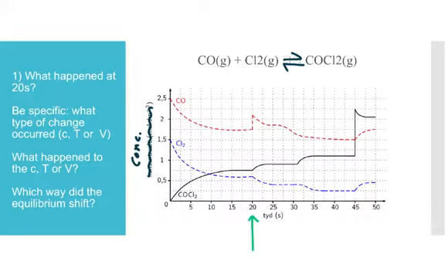So as you can see at the 20-second mark, the blue line gradually went down, the black line gradually went up, the red line spiked, and then gradually went down. So we had a spike, a single spike. So what we want to figure out is what happened. So is it a C, T, or V, a concentration, temperature, or volume change? And then we want to figure out what happened to the concentration, temperature, or volume. And then we also want to figure out which way it shifted.